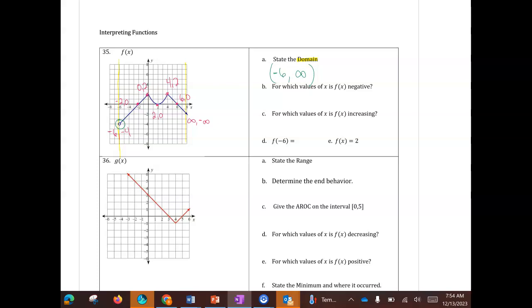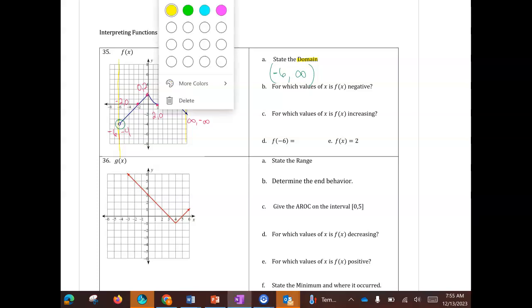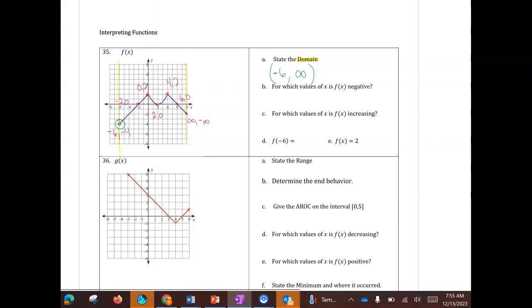All right, for which values of x is my function f of x negative? So negative is going to be below the x-axis. So from here to here is one stretch, and then here to here is the next stretch. So this is where I just write my x values, -6, oops, and I left that point out. So let's get that written down. That's a -2, sorry. So -6 to -2. And the other one is from 6 to infinity.